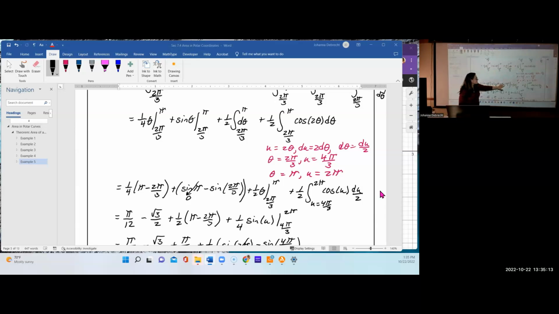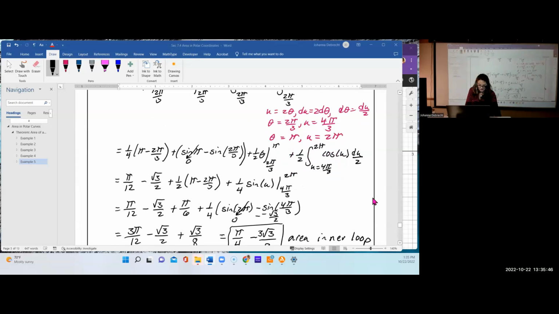When I plugged all of this in and simplified it, I got quite a bit of simplification. The sine of pi is 0, but the sine of 2 pi over 3 is not. It's square root of 3 over 2. So that gave me a negative square root of 3 over 2. Pi minus 2 pi over 3 is 1 pi over 3, which becomes pi over 12. And then for the next one, I have 1/2 of theta times pi minus 2 pi over 3, which is going to give me pi over 3.